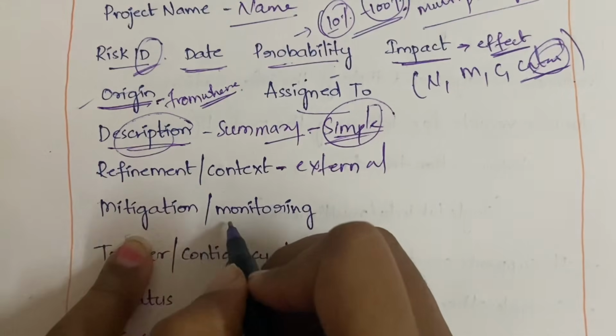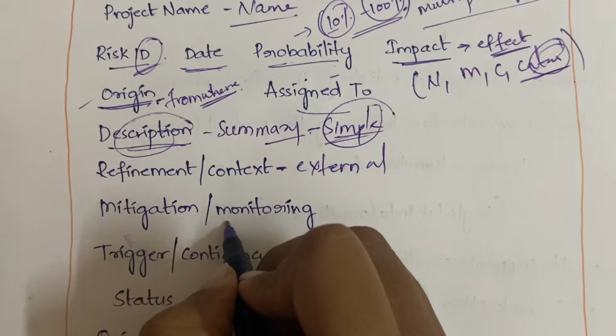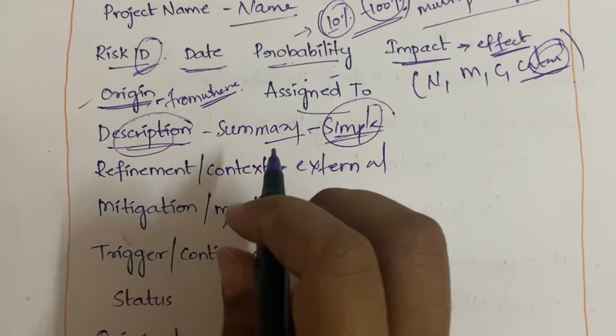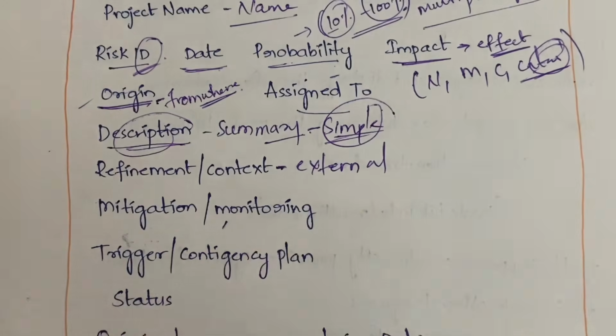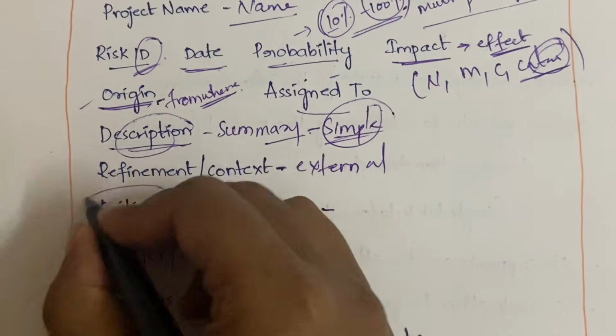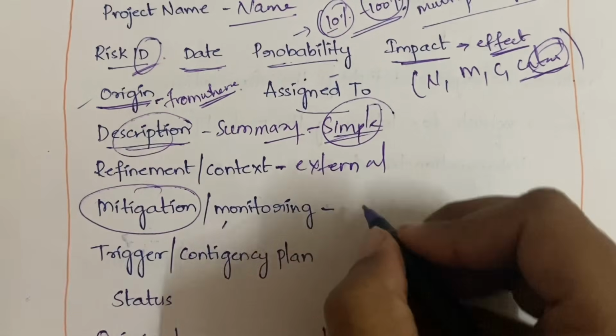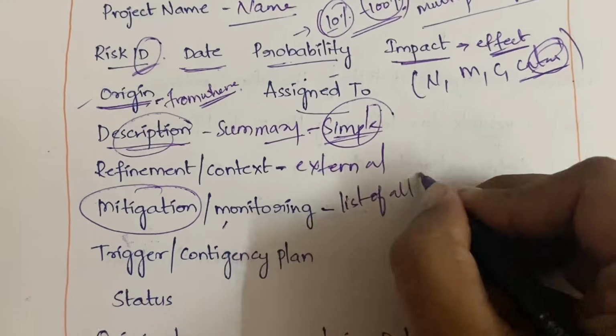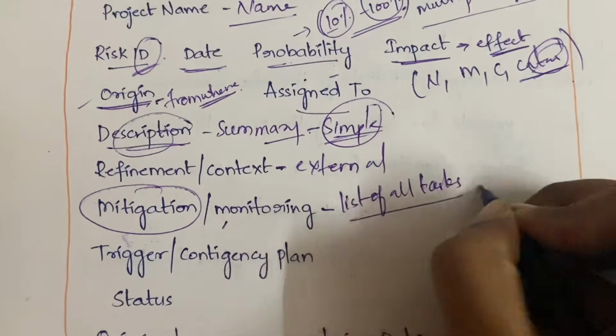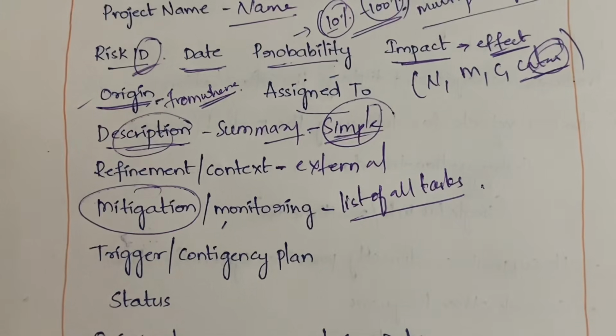Next, mitigation or monitoring. In mitigation or monitoring, what we will mention is, it will show the list of proposed actions to eliminate or to prevent the risk. Okay, so mitigation, again, risk prevention, right? So a list of all the activities or all the tasks which are to be done in order to prevent the risk, okay, or to eliminate the risk if it has already occurred.